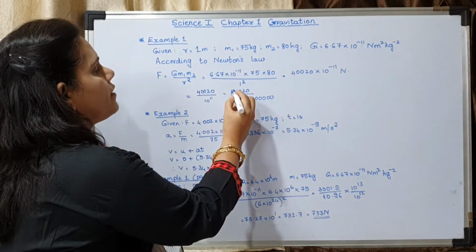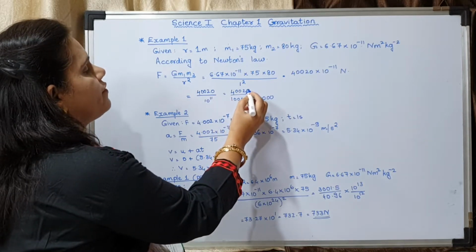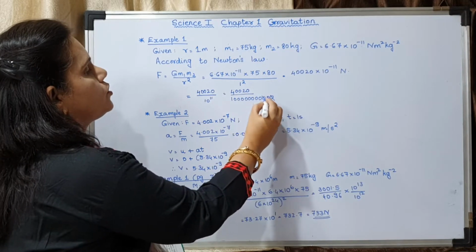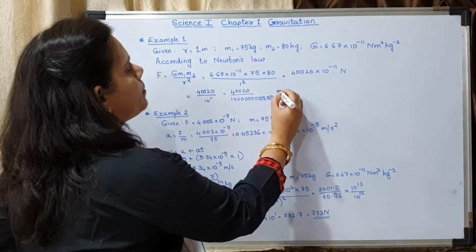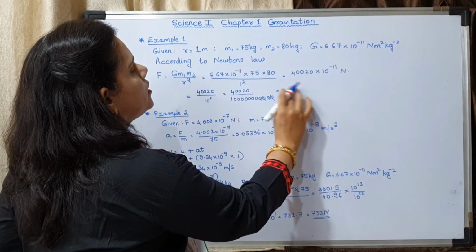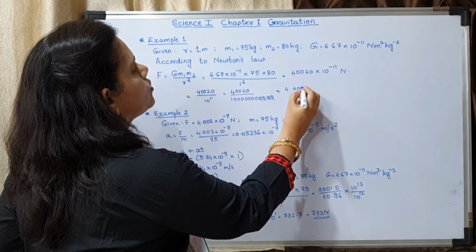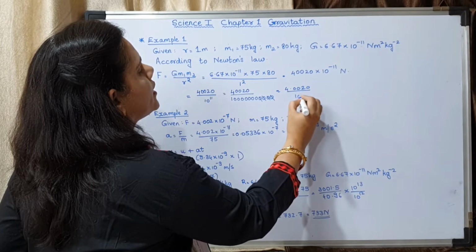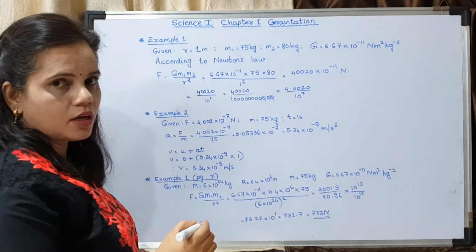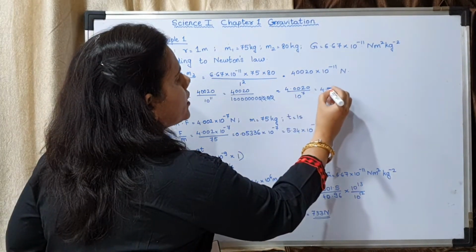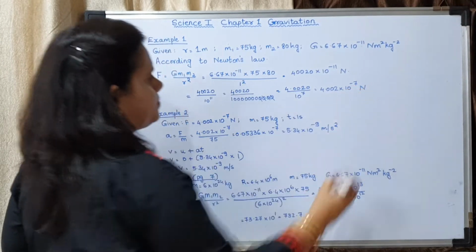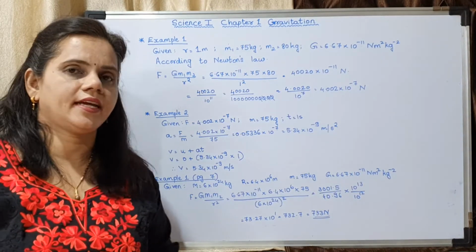If you have to bring a point here, you have to start from here towards the left. 1, 2, 3, 4. We will cut off 1, 2, 3, 4. Understood? So it will become 4.0020 upon 10 raised to 1, 2, 3, 4, 5, 6, 7. 10 raised to 7. So this will be 4.002 into 10 raised to minus 7 Newton. This is how they have arrived at that answer.